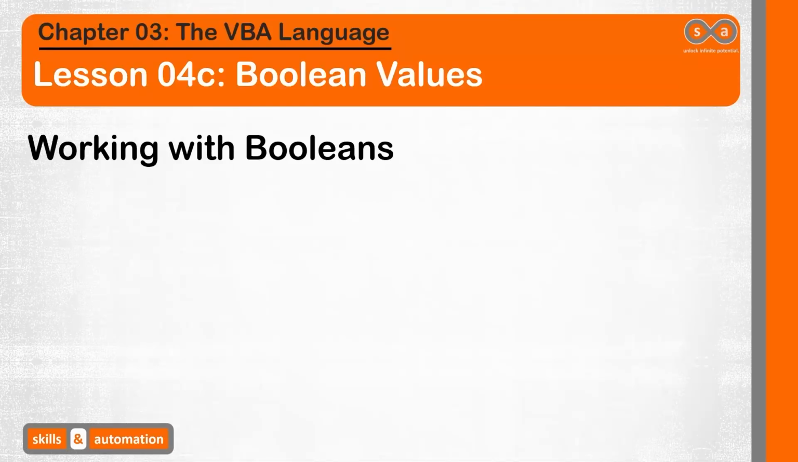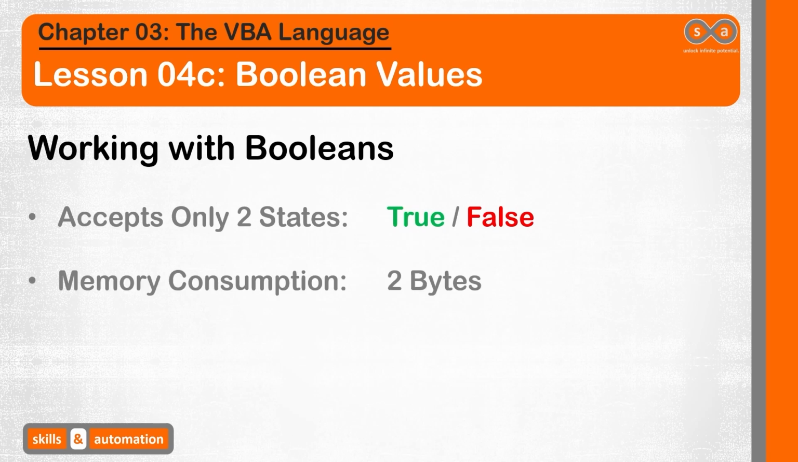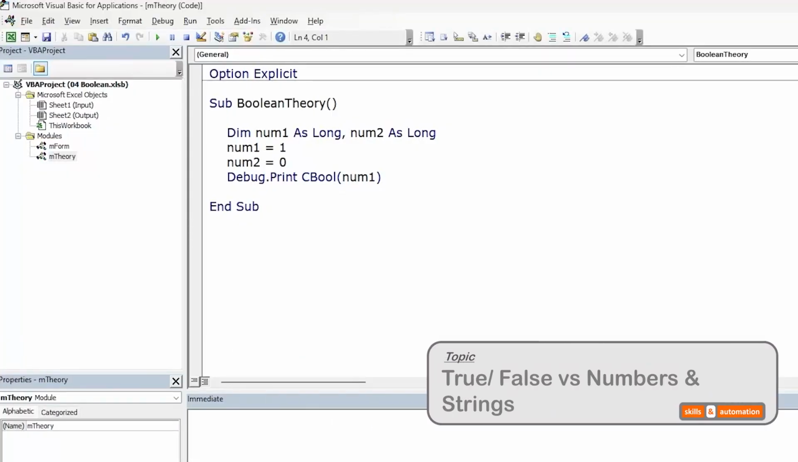In this video, we will learn about how Boolean values are used in VBA programming. The Boolean data type accepts only two states, true or false, and is designed for logical processing. It occupies 2 bytes of memory, and a variable declared as a Boolean has a default value of false. Booleans are like bits, which can accept only 1 or 0.